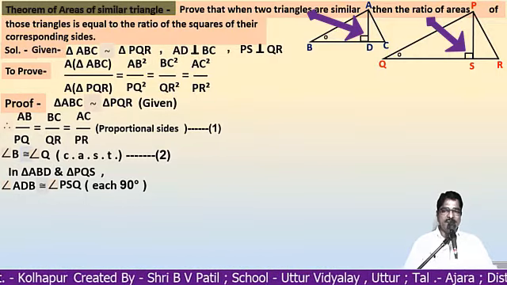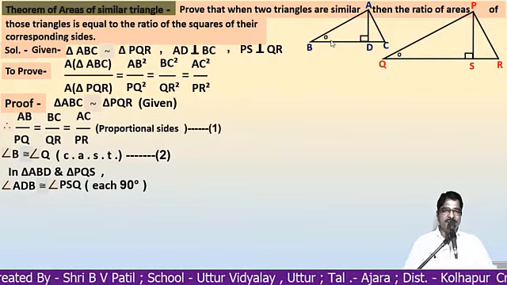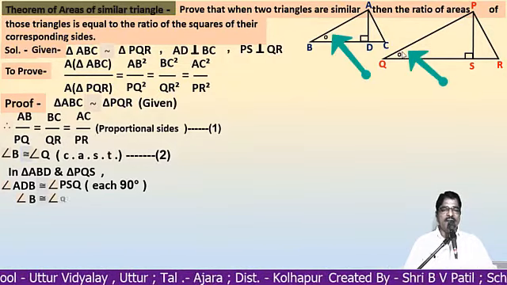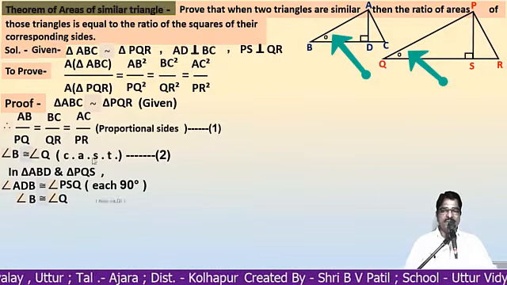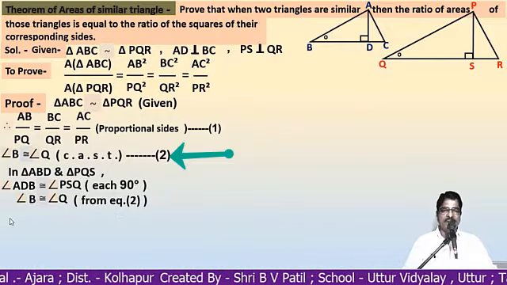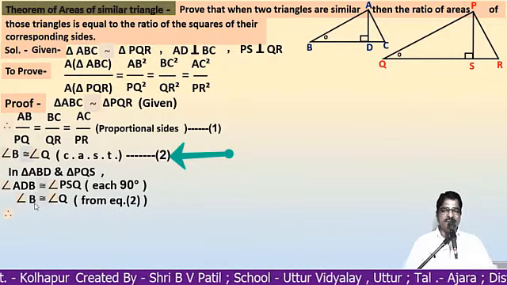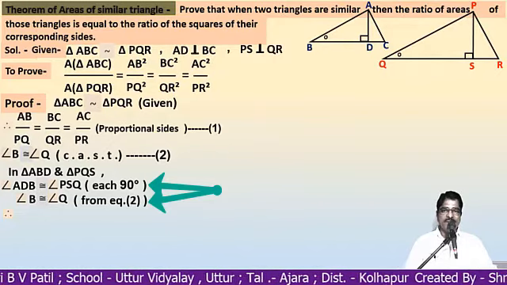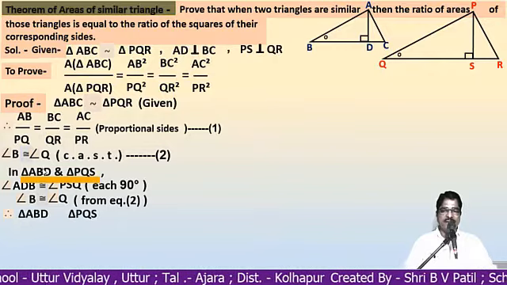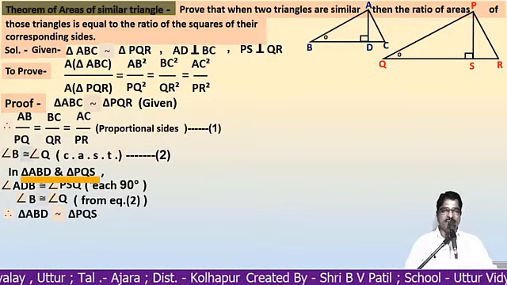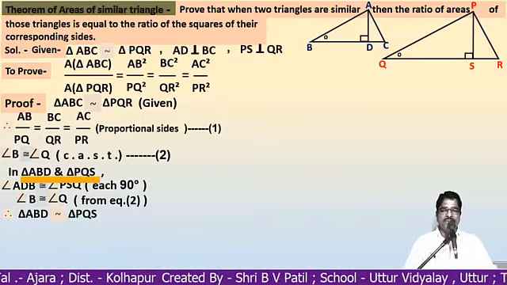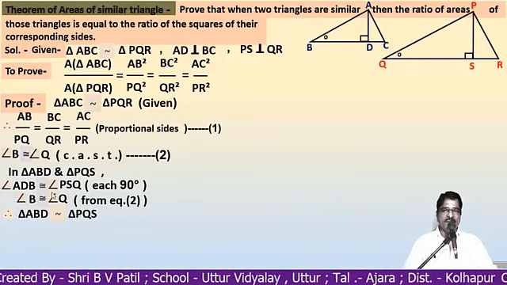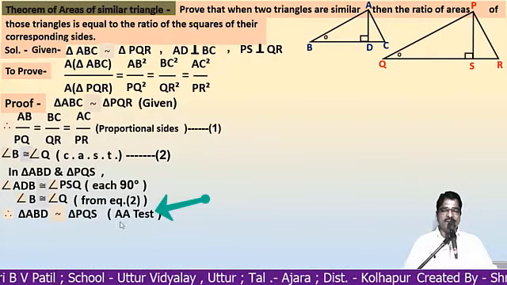Then tell the second condition, that is angle B congruent to angle Q, and what is the reason? Because from equation 2. Therefore, if two conditions we get here, then tell what we write as conclusion. That is triangle ABD similar to triangle PQS, because two angles we show here are congruent, and the reason is AA test.